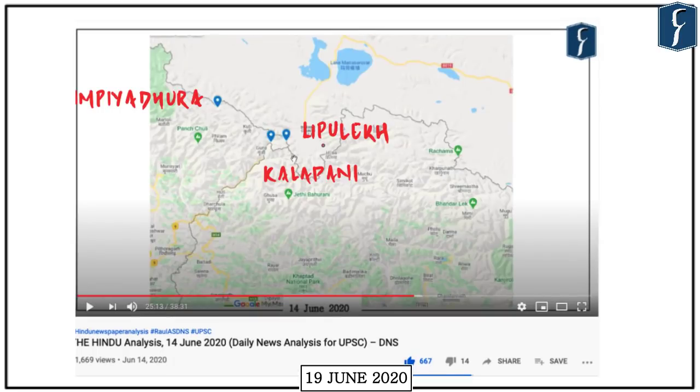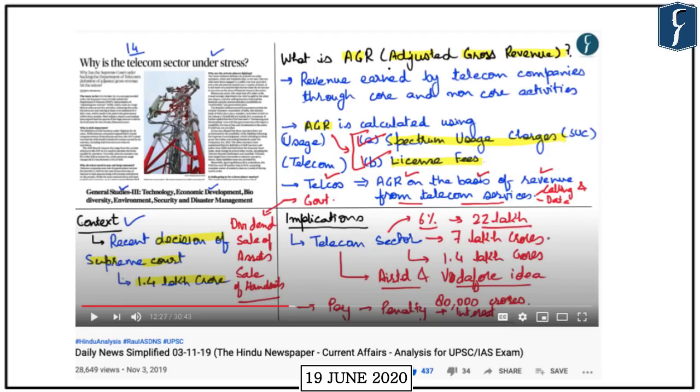Also, from the perspective of prelims examination, these map locations become important, mainly Limpiadhura on India and China border, Lipulek on India, China and Nepal border, and Kalapani situated on India-Nepal border. Now, a triangular piece of land connecting these three locations have been added on the official map of Nepal. So these three locations become important from the perspective of prelims examination.